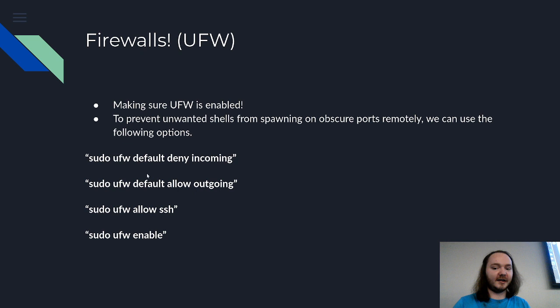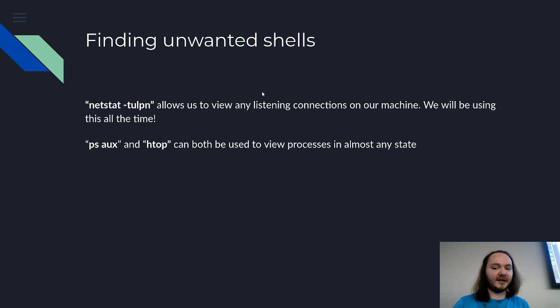And we can use these following options, which we used earlier: the default deny incoming, default allow outgoing, and allow SSH. You never want to forget that, especially when you're working on it remotely. Never. You will lock yourself out. And just make sure you enable it at the very end. And then we talked about using Netstat for finding any listening connections on a machine.